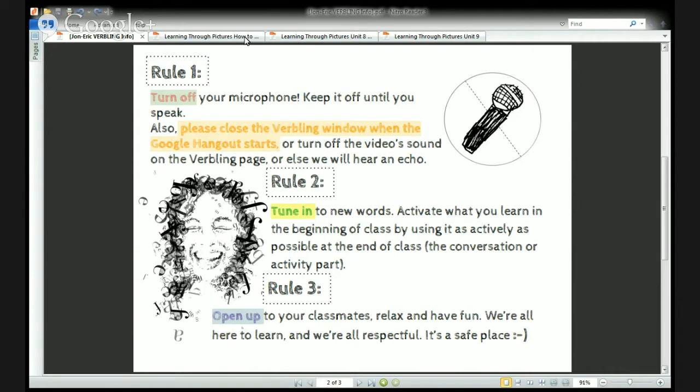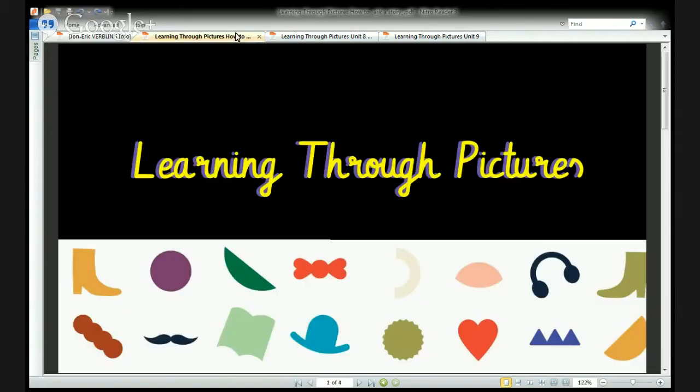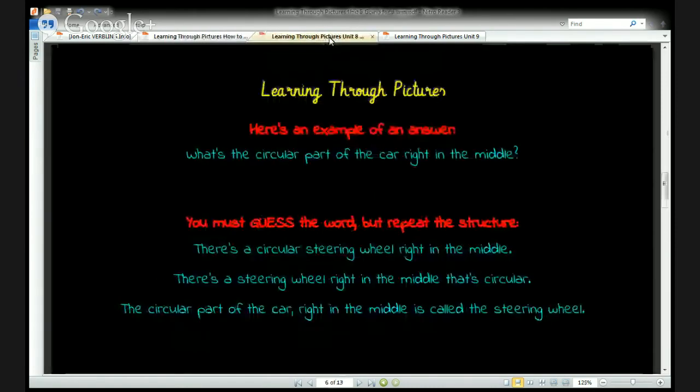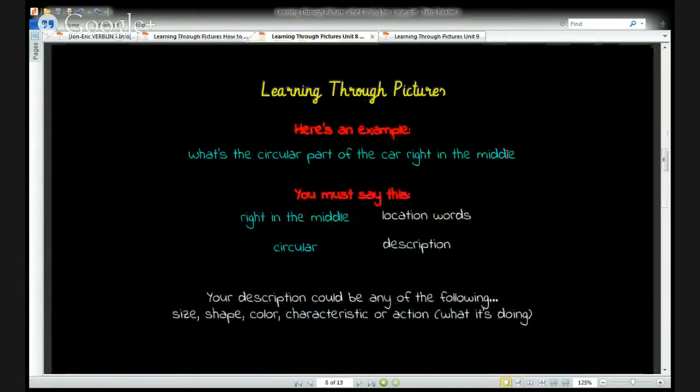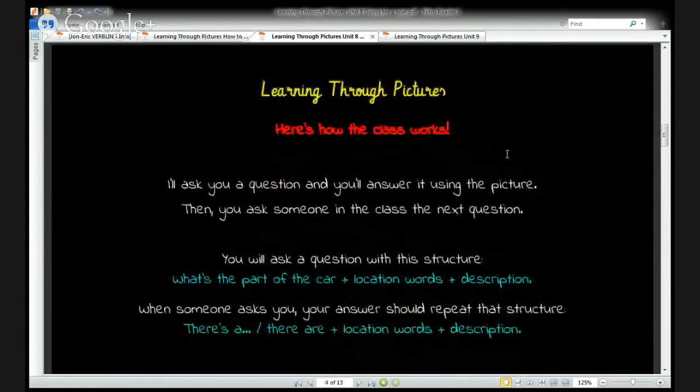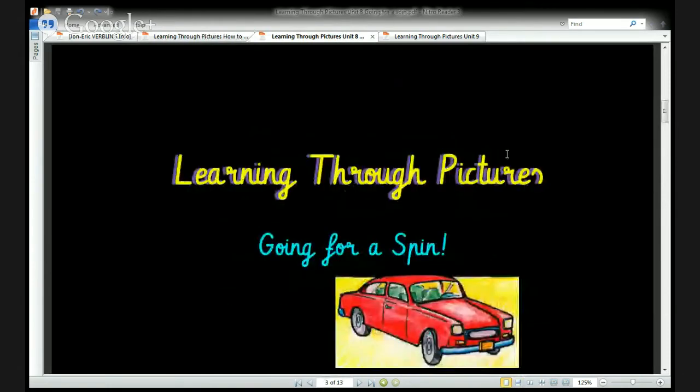We're all here to learn, and this is a safe and respectful place to practice your English. As you know, in Learning Through Pictures, we're going to begin by, I don't want to do this one, I want to do this one. We're going to begin by learning vocabulary by asking questions. So this is the last unit, going for a spin with cars.